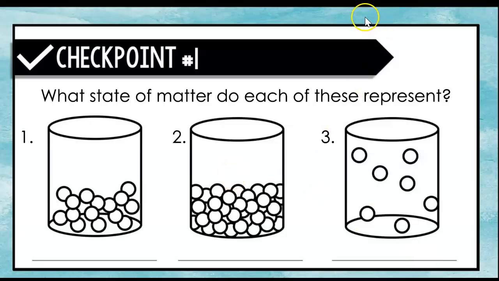So here's a final little checkpoint quick. What state of matter do each of these represent? This one would represent a solid because the molecules are tightly packed together in a fixed arrangement. This one would represent a liquid because the molecules are a little bit more loosely arranged, and this would represent a gas where the particles are floating all around.